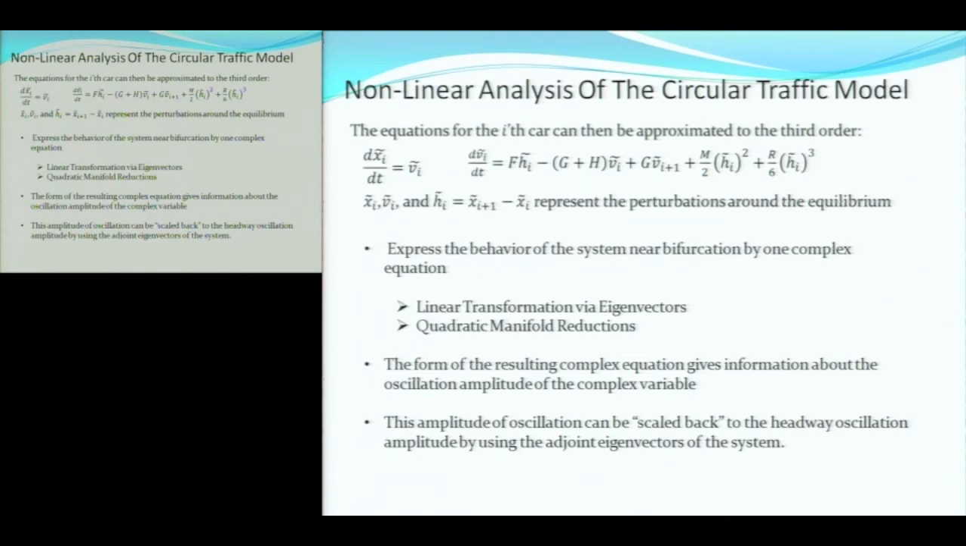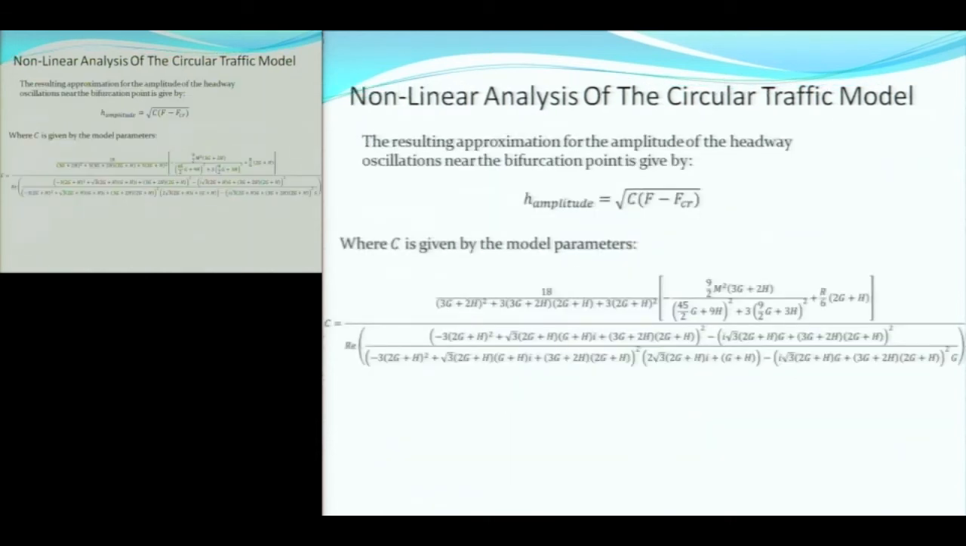So we reduced our total system into one complex differential equation, which gives us the information about the oscillation of this complex variable. We can scale this back then using the joint eigenvectors of the system in order to get the oscillations of the headways and the oscillations of the velocities. So it actually turns out that the amplitude of the headway oscillation, as well as the amplitude of the velocity oscillations of the vehicles, would be directly proportional to the square root of the difference between the value of f the system is in and the critical value of f.